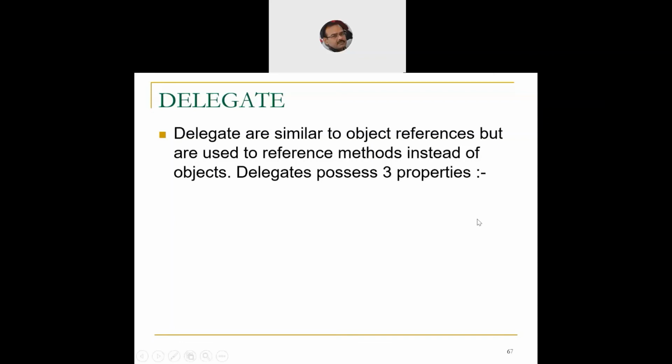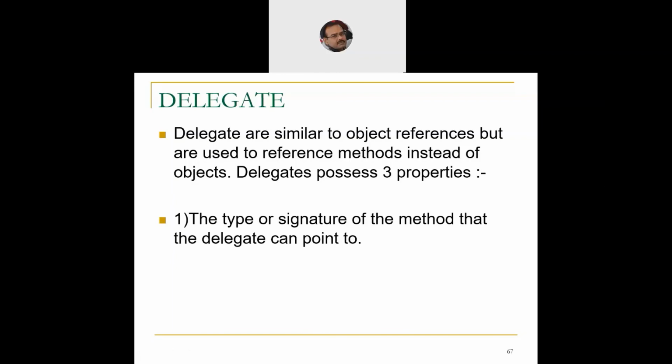And three properties have been provided in C#.NET for delegates. First is that they talk of the type or the signature of the method. So we're talking of the prototype of the method that the delegate can point to. The delegate will point to the method and will keep track of what is the type or the signature of the method. For doing it, we will also carry out something called forward declaration.